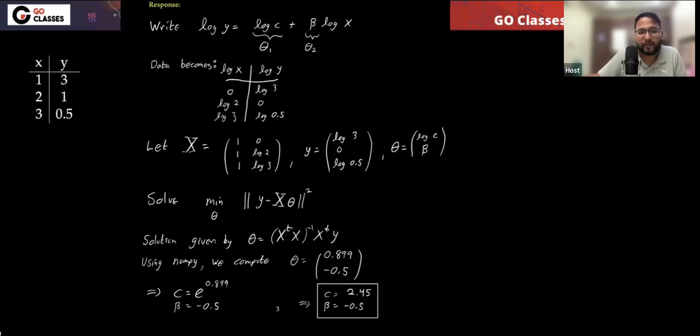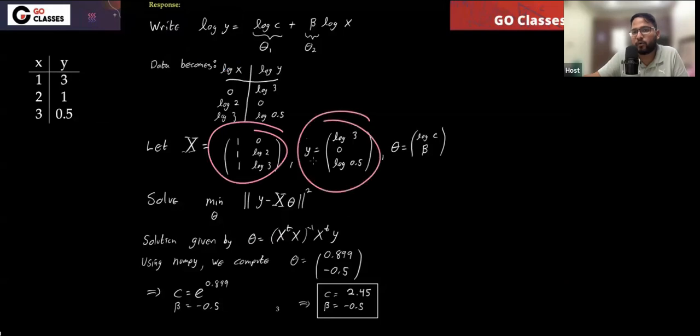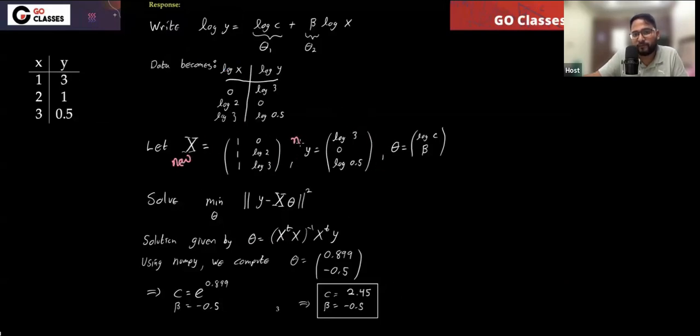Now after you take log, it will be log 1, log 2, log 3, which means 0, log 2, log 3. And for y it will be log 3, log 1, which is 0, and log 0.5, right? So you can take log, and then you can say this is my new x, this is my new y, right? And then you can do your work. And then you can minimize this and then finally find out C and beta. Okay.